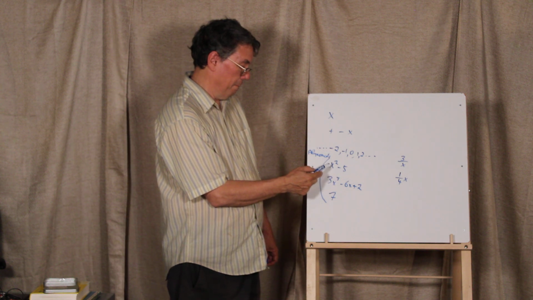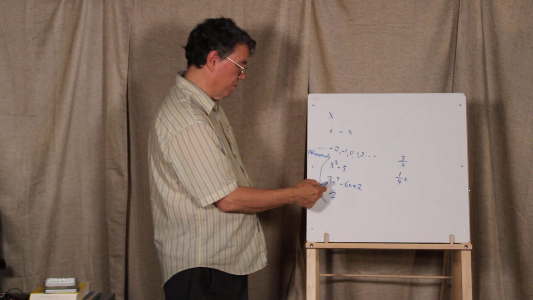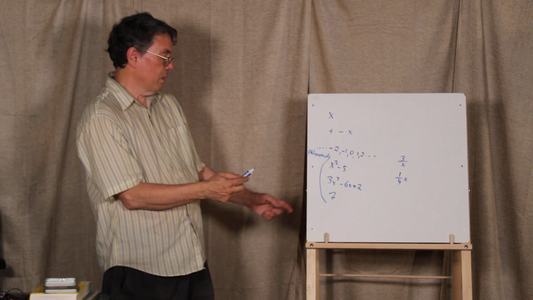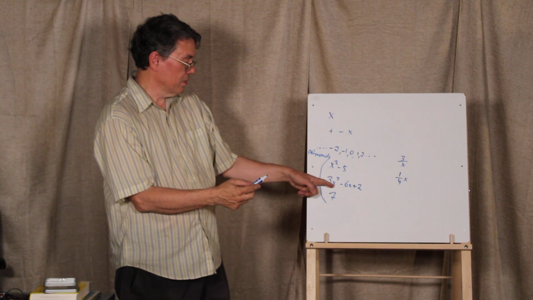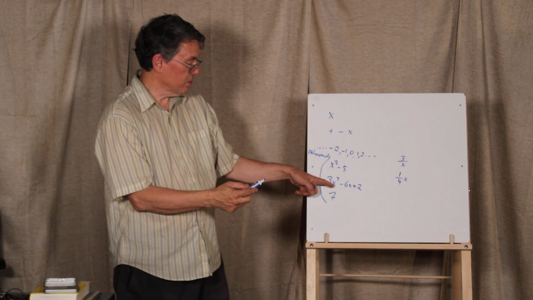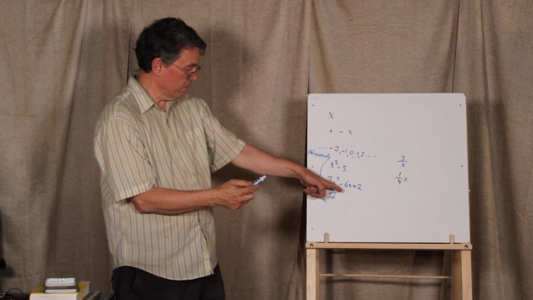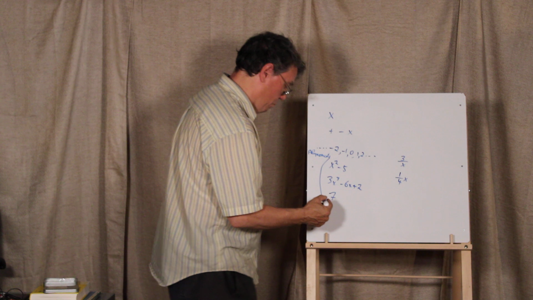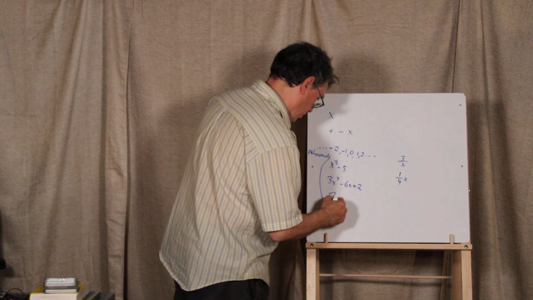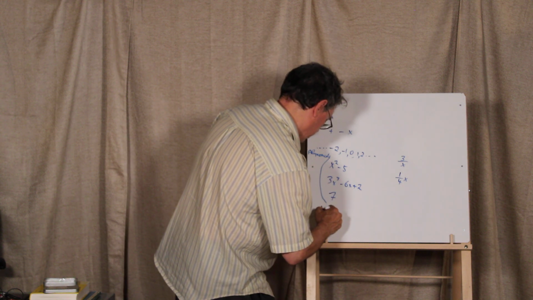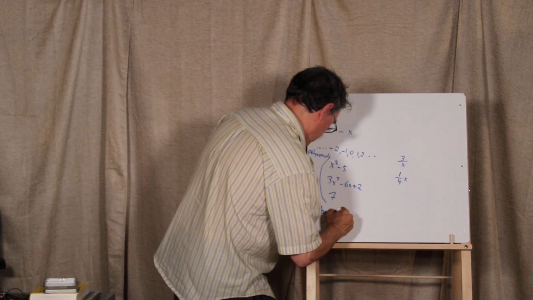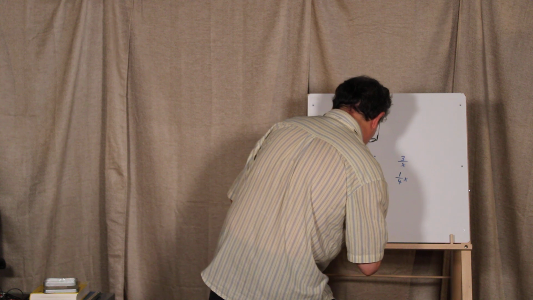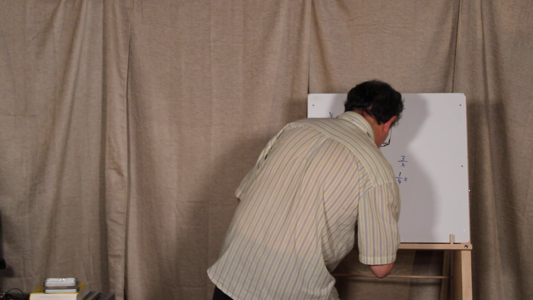So x squared minus 5, 3x cubed minus 6x plus 2. We list the highest power of x first, and then the lower powers in decreasing order. And we call this highest power the degree of the polynomial.